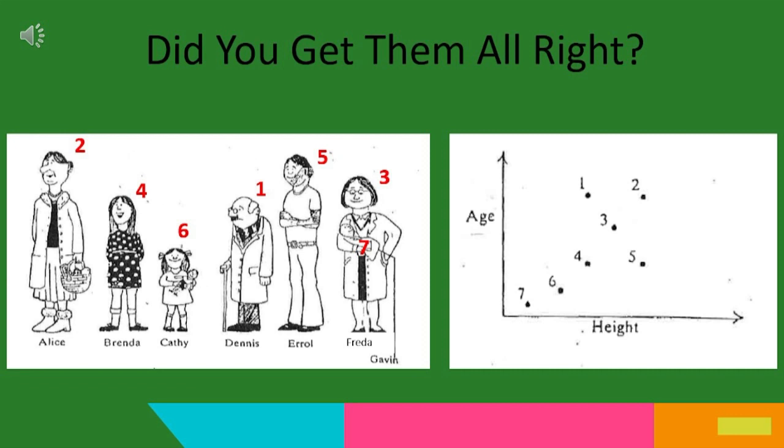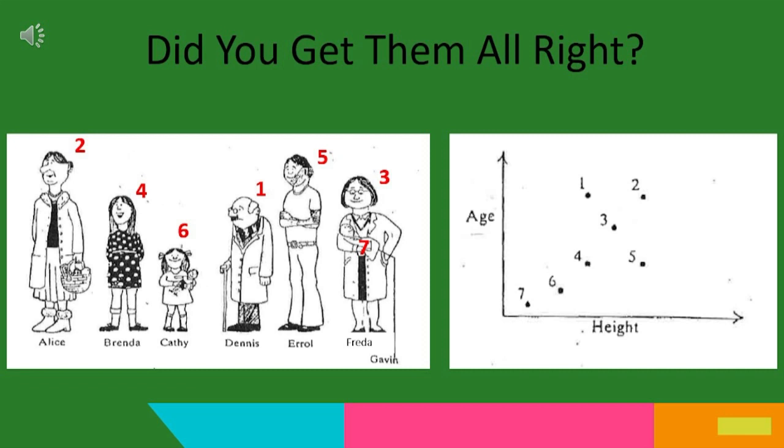Let's make some additional observations. I noticed that what? Point 4 and point 5 are the exact same distance above the x-axis. So that means that Brenda and Errol are the exact same what? That's right, they're the exact same age. Different heights, but they're the exact same age because they're the exact same distance above the x-axis.